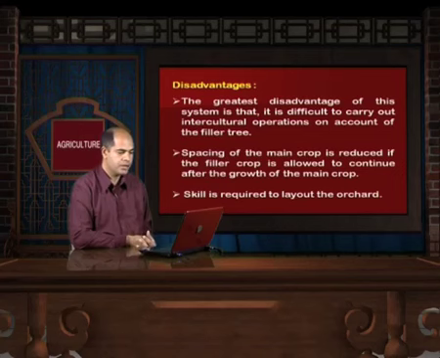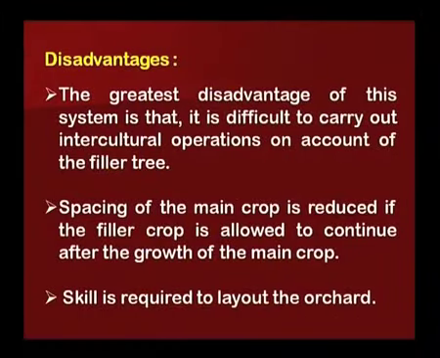Disadvantages: the greatest disadvantage of this system is that it is difficult to carry out intercultural operations on account of the filler tree. Spacing of the main crop is reduced if the filler crop is allowed to continue after the growth of the main crop. Skill is required to lay out the orchard.